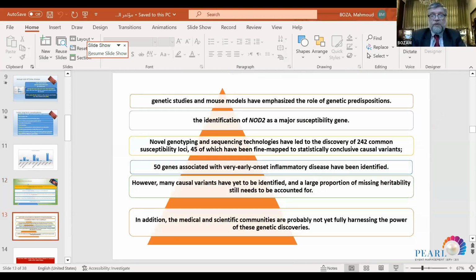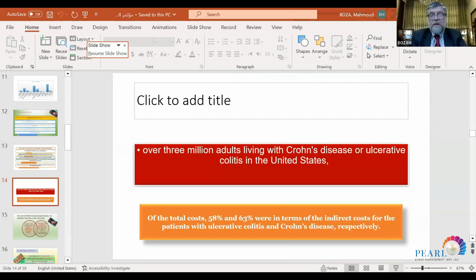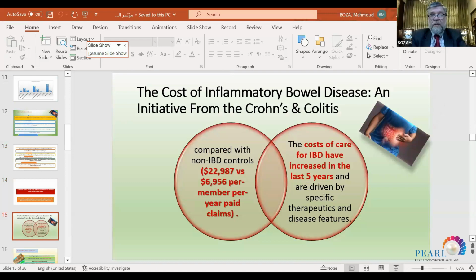Some studies demonstrated a possible relationship between genetics and IBD in pediatric and adult age. More than 3 million adults are currently living with IBD in the United States. We know that the cost of IBD is very high and is increasing with time. It was $7,000 per year in the past and is around $23,000 per year now.